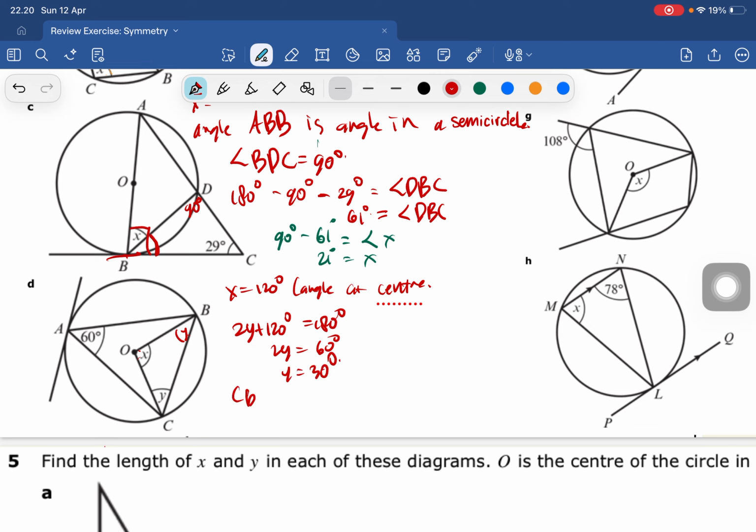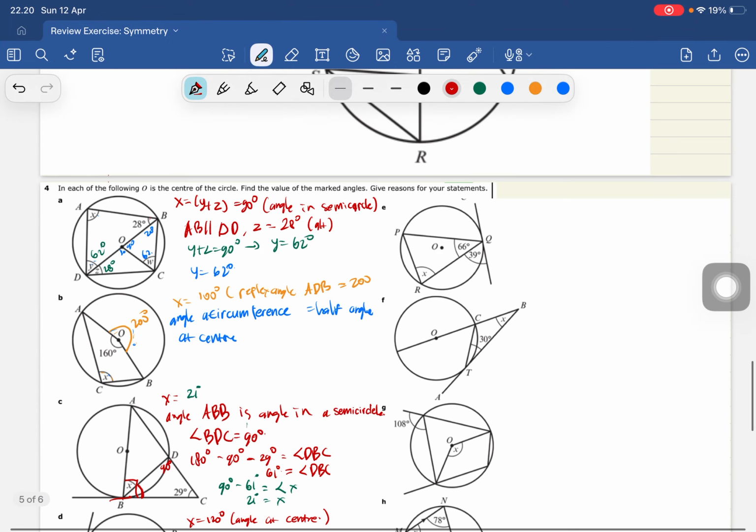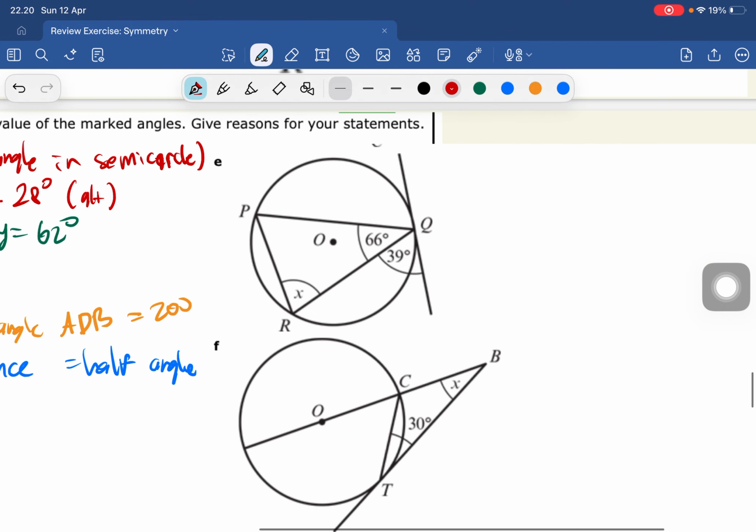This is the reason is base angle isosceles triangle. Here is center. D. Okay. E. Let's go to E.